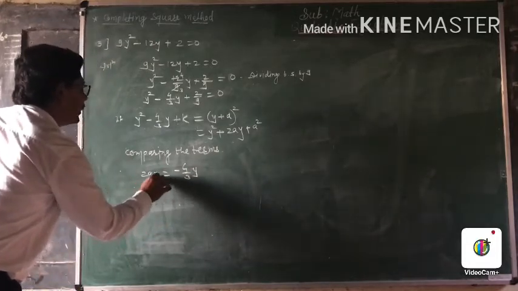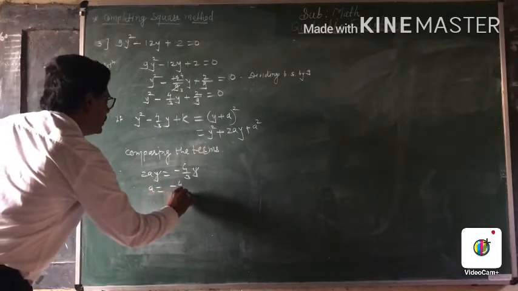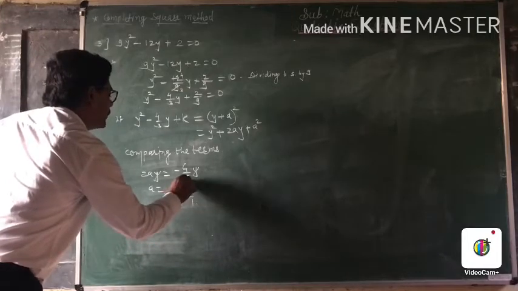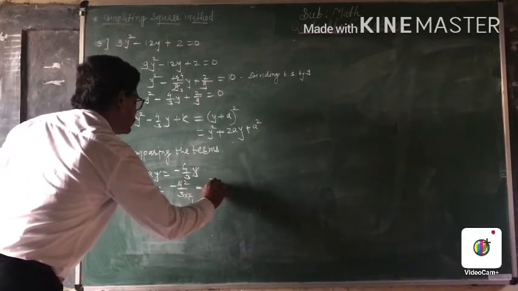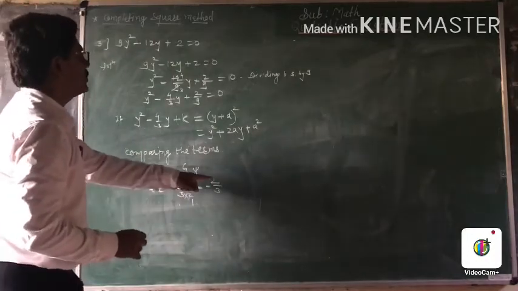Therefore, 5y gets cancelled. A is equal to minus 4 by 3, and 2 is also to be divided. 2 with each, A is minus 2 by 3. The value of A is equal to minus 2 by 3.